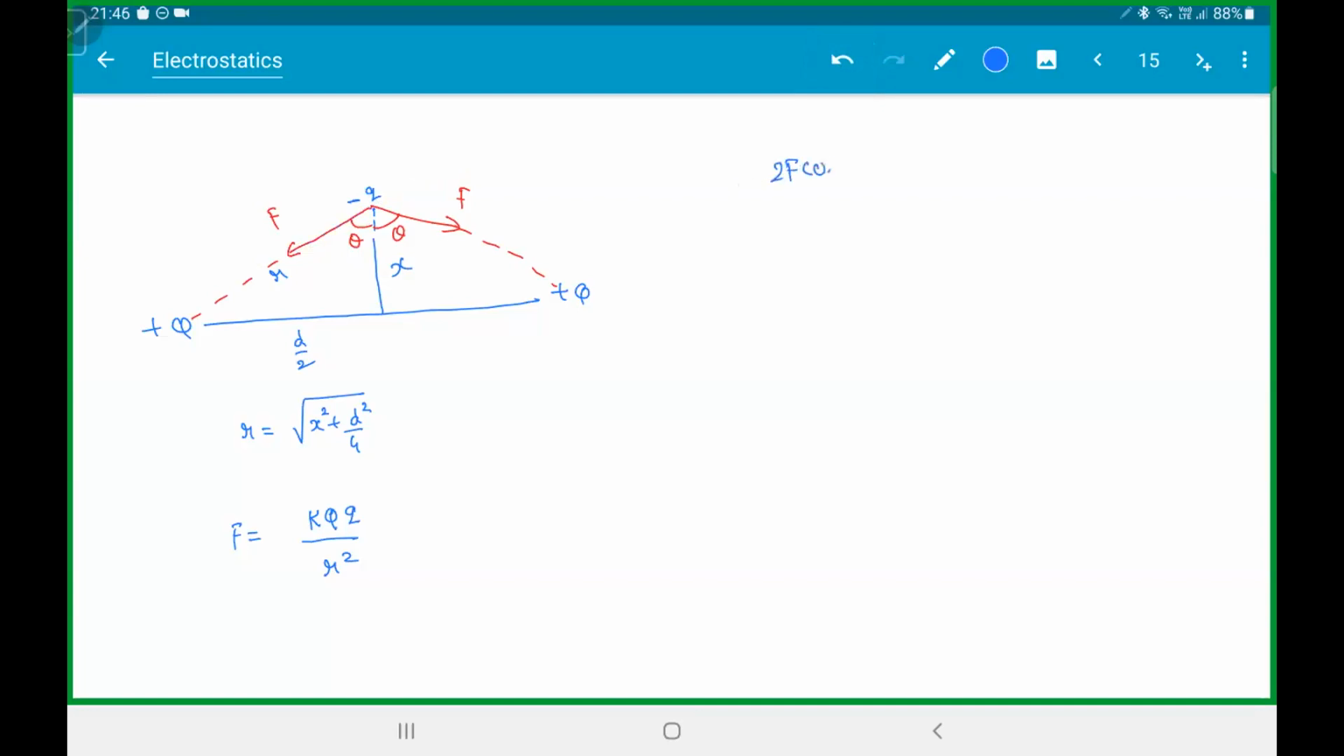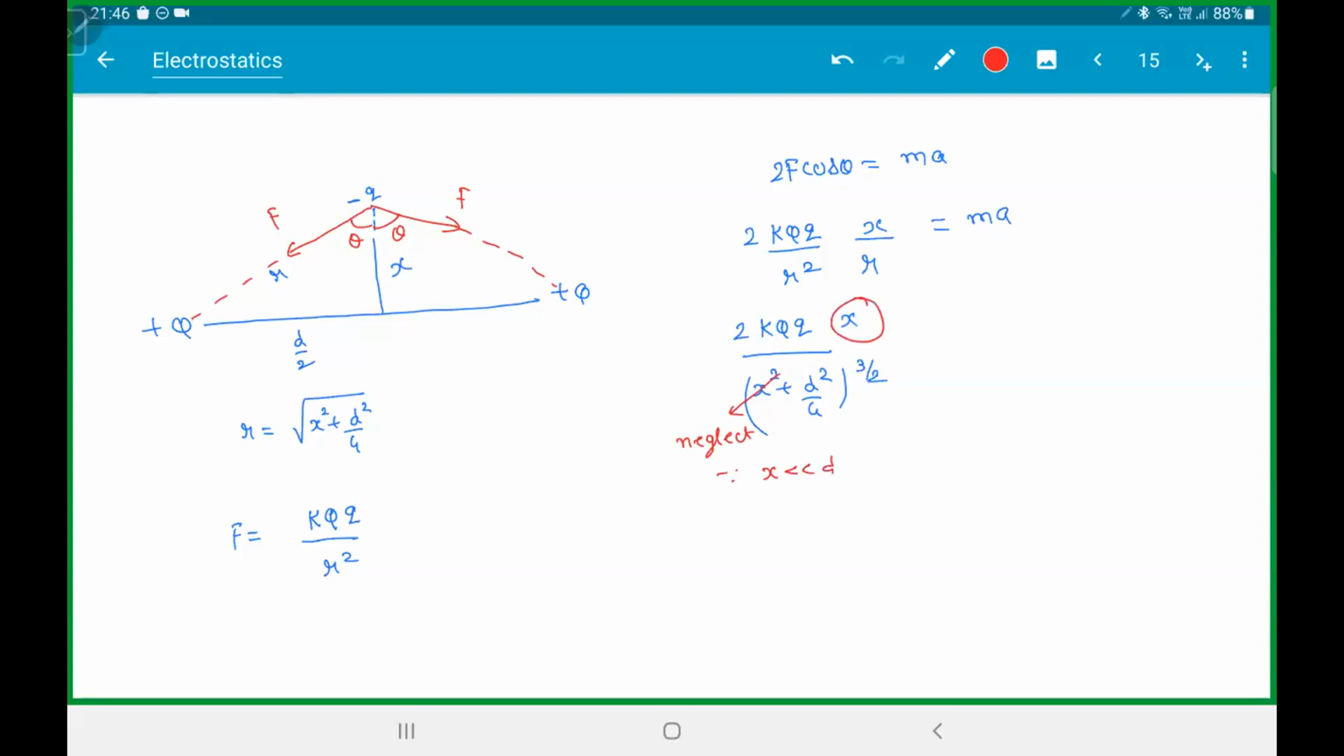So what is the restoring force? 2F cos theta is equal to mass into acceleration. So F will be K Q q by r square, and cos theta is x by r, equals ma. So 2kQq x by r cube, that is x square plus d square by 4 whole to the power of 3 by 2. Since x is much smaller than d, you can neglect it.